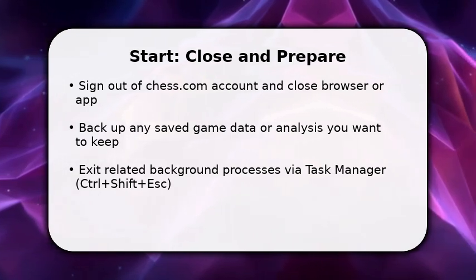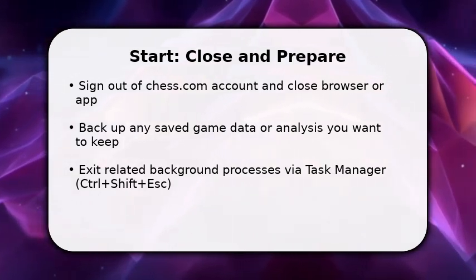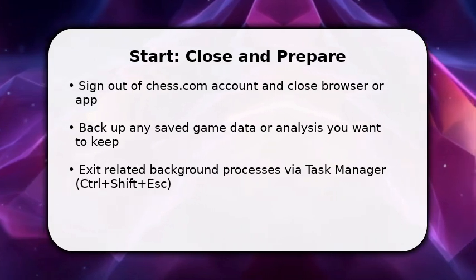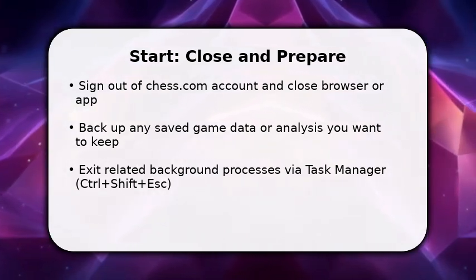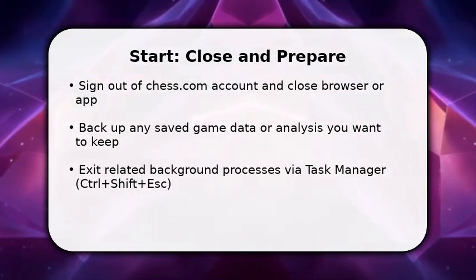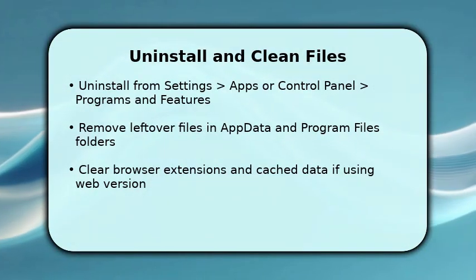When processes are stopped, move to Programs and Features. Open Settings, Apps or Control Panel, Programs and Features, and locate Chess.com or its desktop client, click Uninstall and follow prompts.